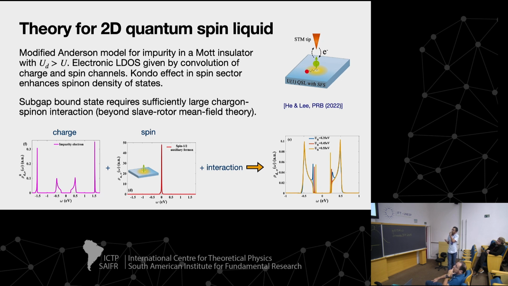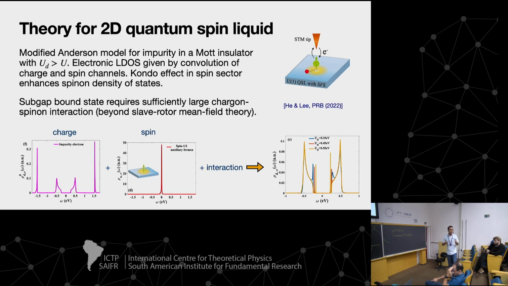And what they did was, you want to describe tunneling into the insulator, so you start with some kind of modified Anderson model. So you have a Hubbard U both at the impurity site and in the bulk, because you want to open up the Mott gap in the bulk. And then you use this kind of slave rotor representation to calculate the local density of states. The electronic density of states comes from a convolution between the chargon or holon density of states and the spinon one. So this is the charge part, this is the spinon part. You take some convolution of both, and you treat this model within this slave rotor mean field theory. But that is not enough.